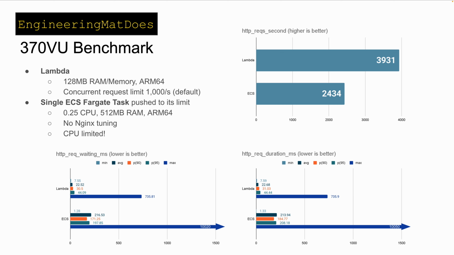ECS, limited to that single instance that's running at the moment, has seen just shy of 2,500, so quite respectable from both of them. On the below graphs, we're able to see waiting and duration time. Waiting's here to try and highlight any slowness in responsiveness from either Lambda firing up extra instances or ECS struggling with its CPU overhead in this particular case.